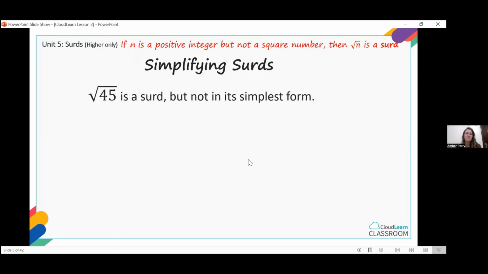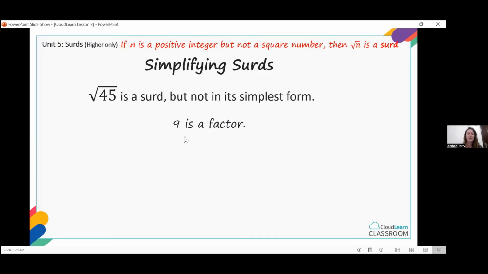For example, the square root of 45 is a surd, but it's not in its simplest form. We know it's a surd because it's a positive number and it's not a square number, okay? But it's actually not in its simplest form. And the reason why that is because it has a factor that is a square number. The factor is a number that goes into another number. So the number 9 actually goes into the number 45 there, okay?